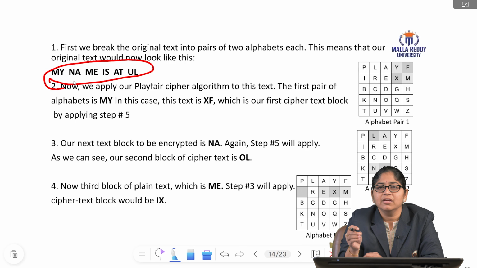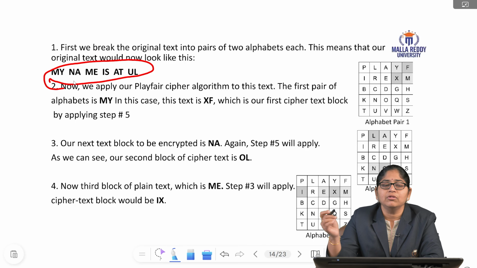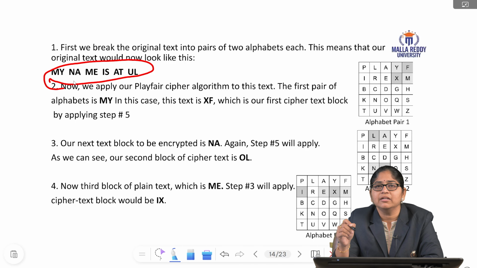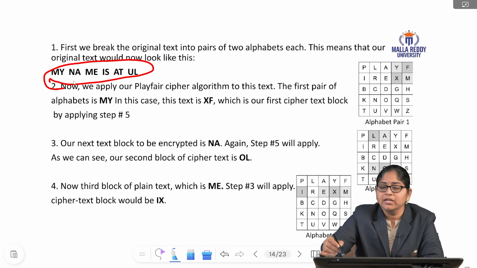So the first pair here is MY and the second pair is NA, the third pair is ME. So like that we are going to divide the plain text into pairs, and for each and every pair we need to apply the Playfair encryption process by following the rules. So coming to the first pair, MY, we need to locate where the M and Y letters are in the matrix. So here M is present here and Y is present here.